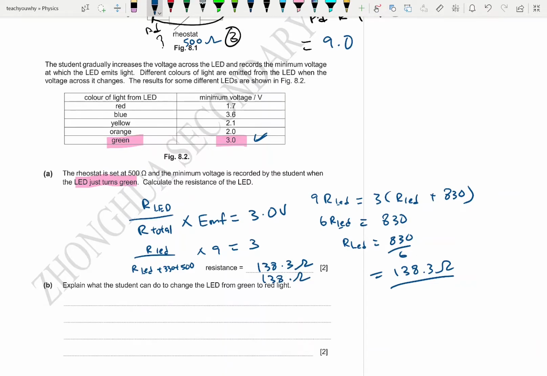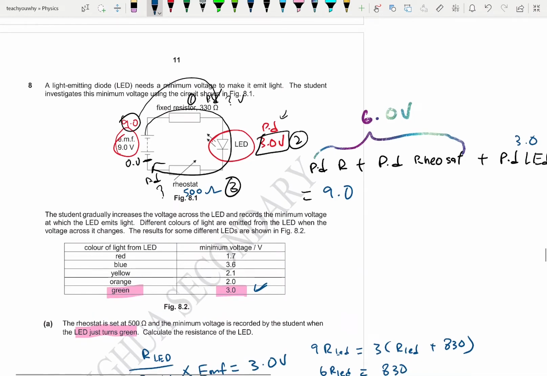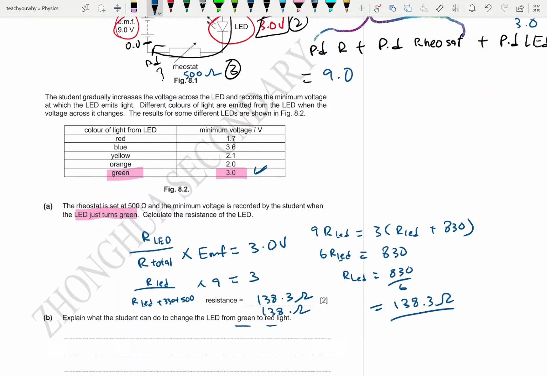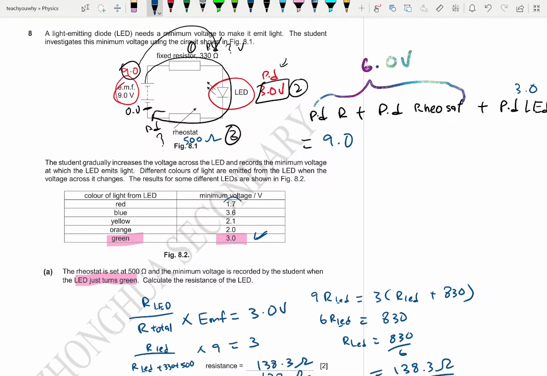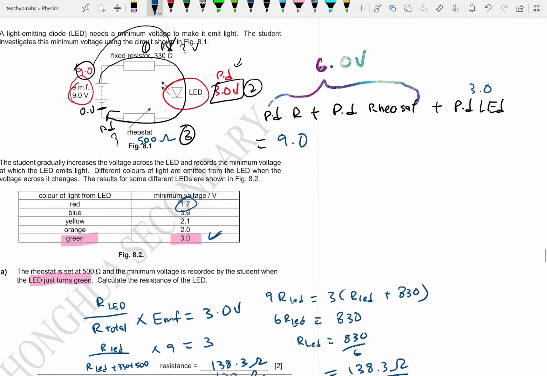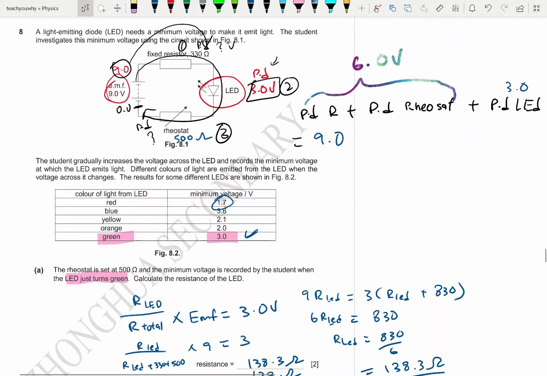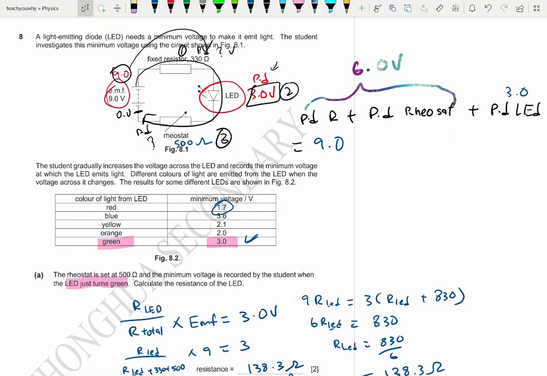Explain what the student can do to change the LED from green to red light. Like I said, how do we change the LED from green to red light? So we want the red light. In order for it to have red light, you need 1.7 volts PD across the LED. Since the resistance of the LED is fixed, and the resistance of the fixed resistor is also fixed, what we can do is increase the rheostat. So why is that?